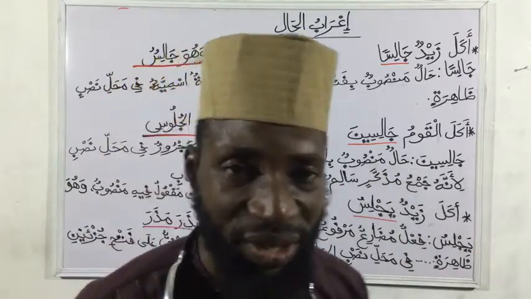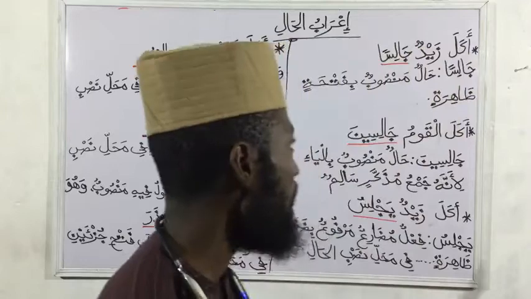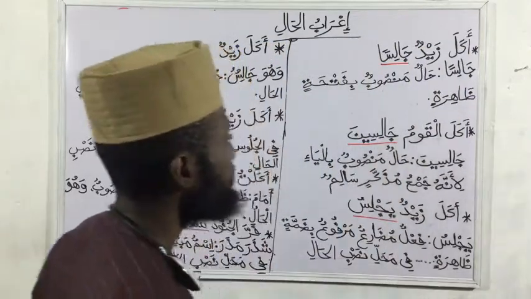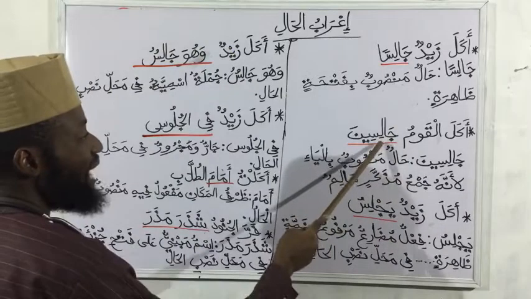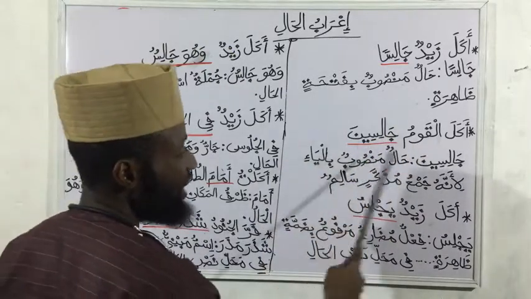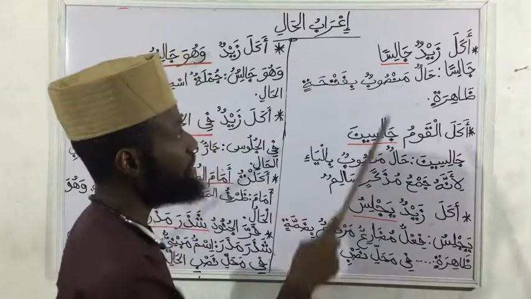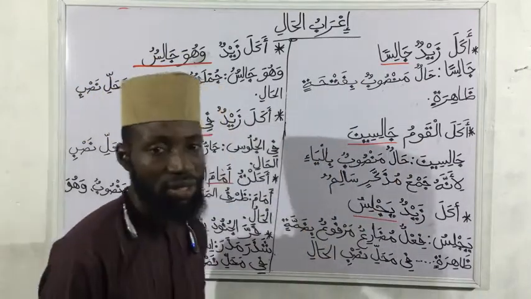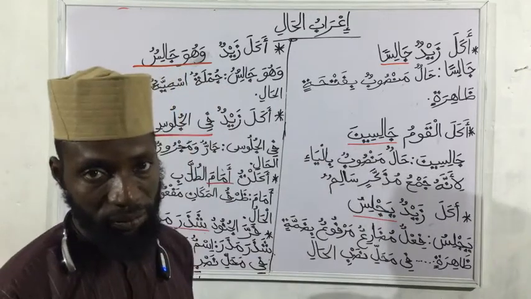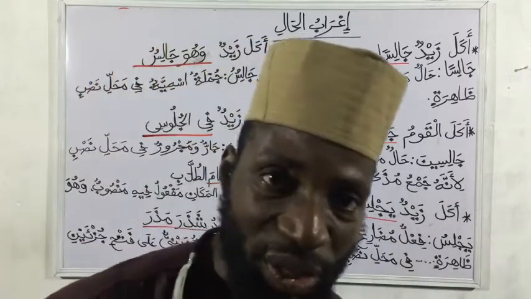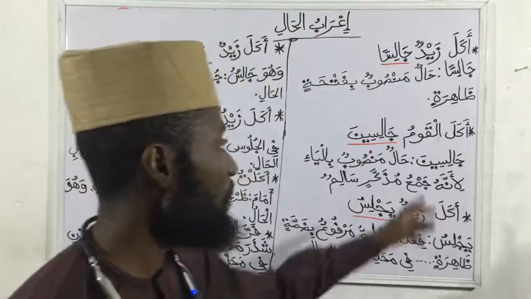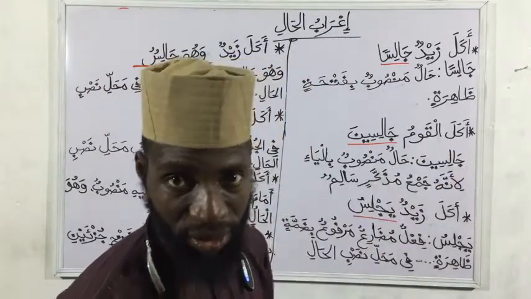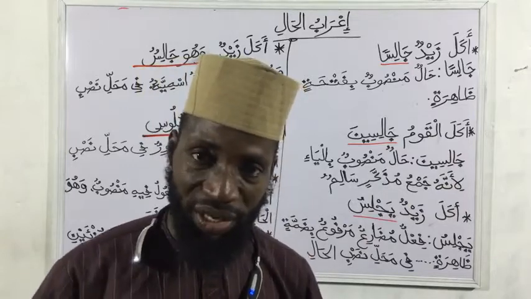You can see, because that's the normal. Any hal should be what? Should be in nasb state. So that is the halun mansubun bi fathatin zahira. Look at another one. Akala al-qawmu jalisina. The people ate while sitting. You can see this one we use jalisin here because our sahibul hal is what? Is plural. Our sahibul hal, what we are using the hal to describe, you can see that it's plural. It is more than one person. Qawm means people.